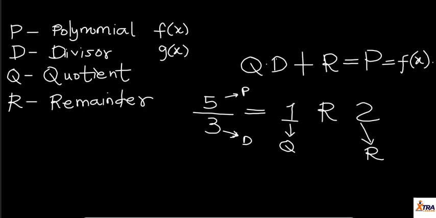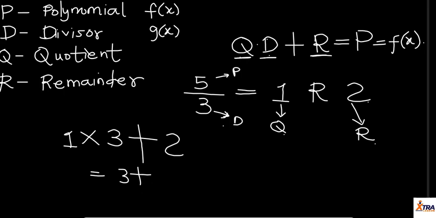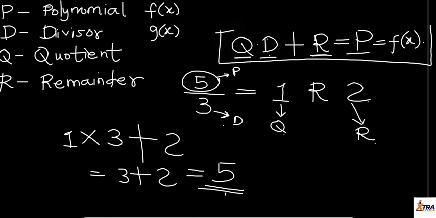So if you look at this analogy very well, you realize that if I multiply the quotient and the divisor, the quotient here is 1, the divisor is 3. So if I say 1 times 3 plus the remainder, which here is 2, what does it give me? I have 3 plus 2, which ultimately gives me 5, which is our polynomial here. So this analogy explains this principle. This principle is a common principle we use when we are looking at division of polynomials.